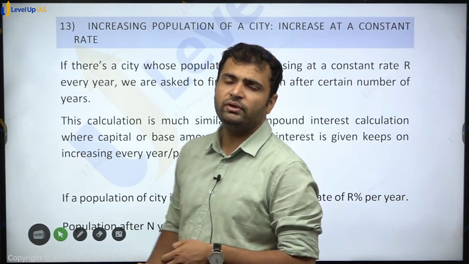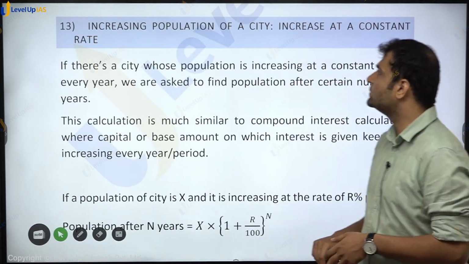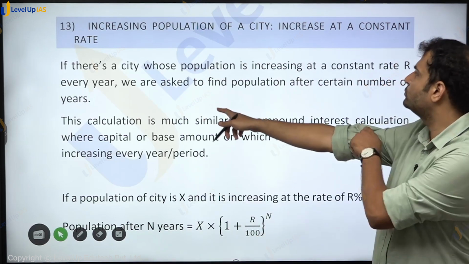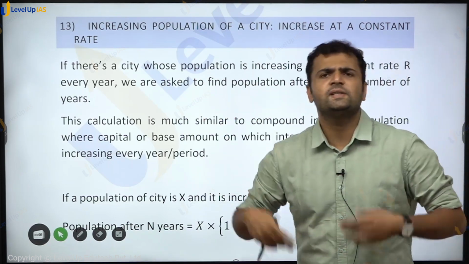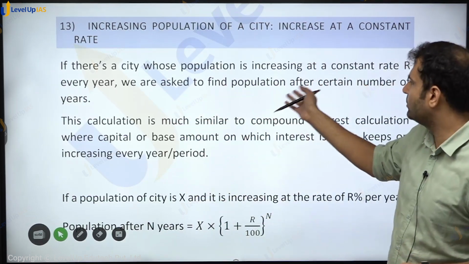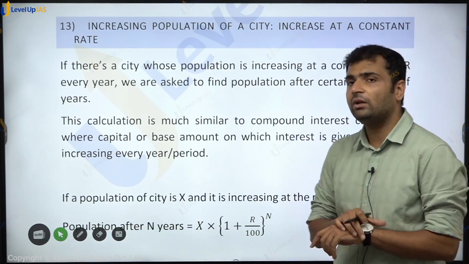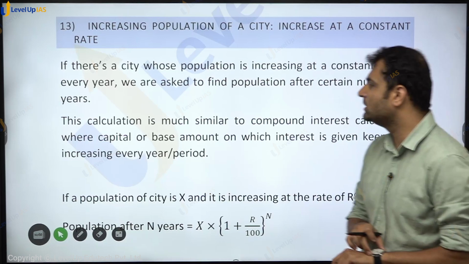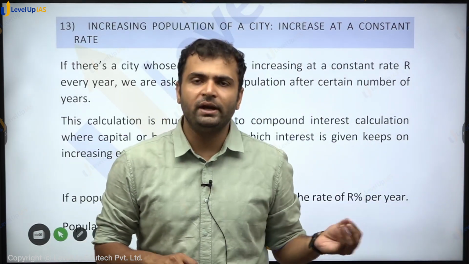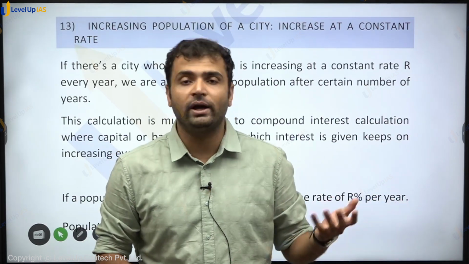Now I think the last section is increasing population of a city, which increases at a constant rate. So if there is a city whose population is increasing at a constant rate R, say the population increases by 10% every year. That is one example. Every year, and we are asked to find the population after a certain number of years. This calculation is very similar to compound interest calculation, where the capital or base amount on which interest is given keeps on increasing every year. If you have a bank account, you must know that your money increases every year, and it increases via compound interest.